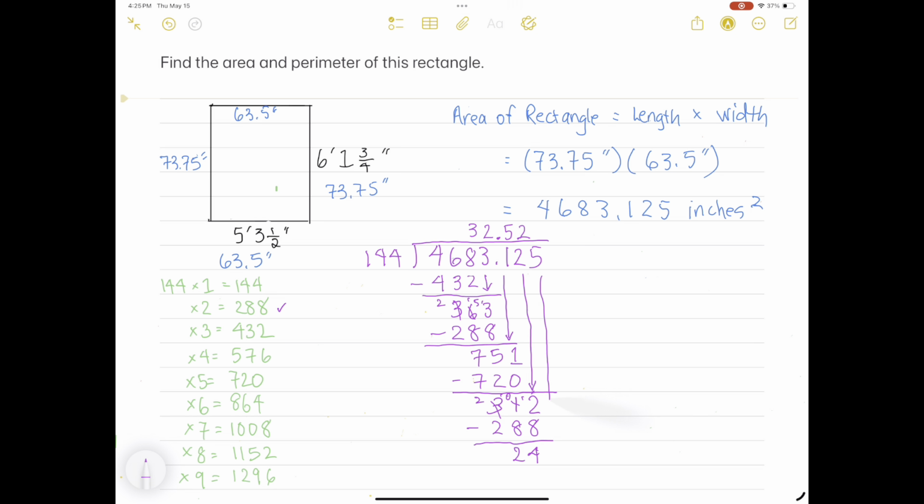I bring down the last digit from the dividend, 5. So how many times does 144 go into 245? It goes in 1 time. I write 1 on the quotient line, and 144 underneath 245. I do the subtraction, and at this point I am done. There's no need to continue the problem. So 4,683.125 square inches equals 32.521 square feet, or about 32 and a half square feet, and I box my answer.